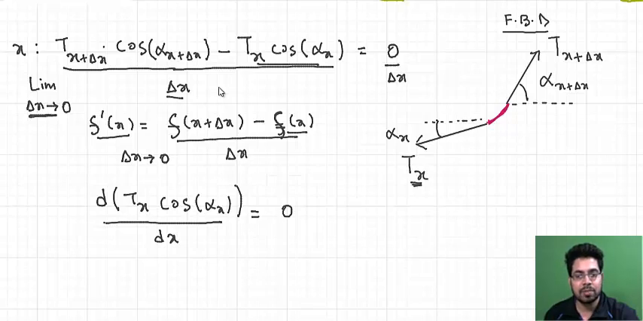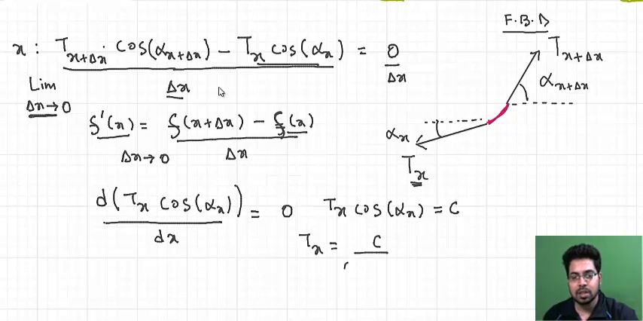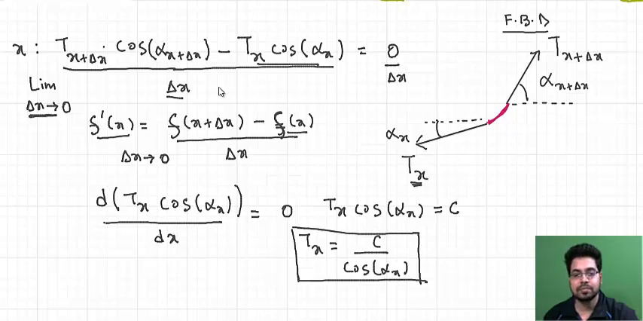If the differentiation of something is 0, that means that quantity is constant. That means T x cos of alpha at position x is some constant c. So from here we get T x equal to c by cos alpha x. We are going to make use of this relation later.